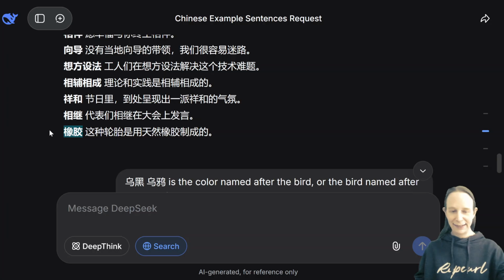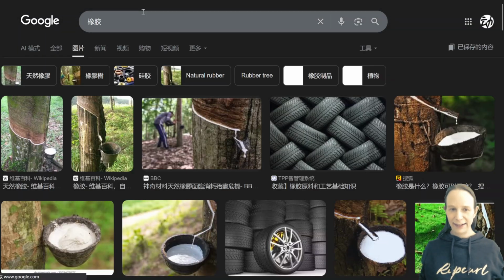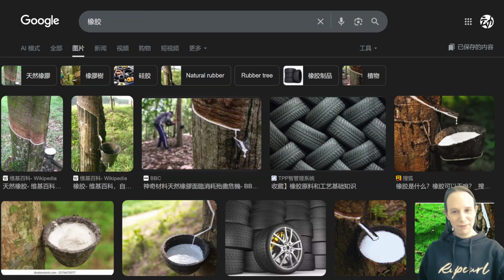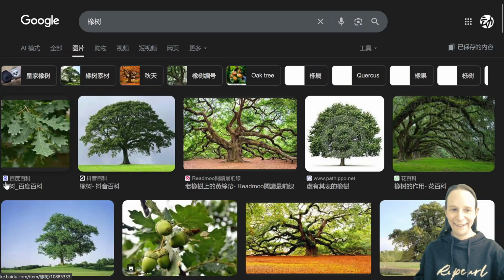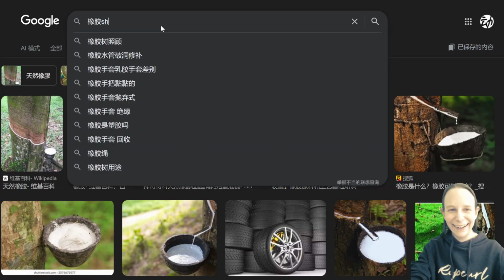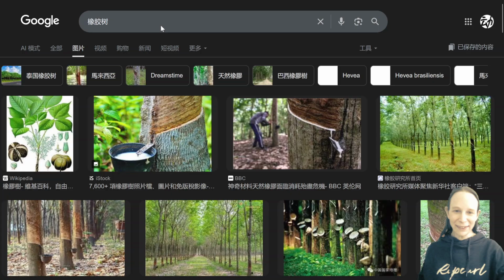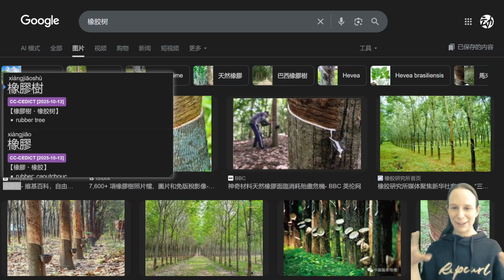橡胶. This is a material, so we'll put it in here. Here it is. Rubber. 橡胶. Rubber does not come from oak trees, by the way. So 橡树. 橡胶 does not come from 橡树. Don't ask me why. 橡胶 come from rubber trees. But all right. Yeah, 橡胶树 and 橡树. Two different trees.